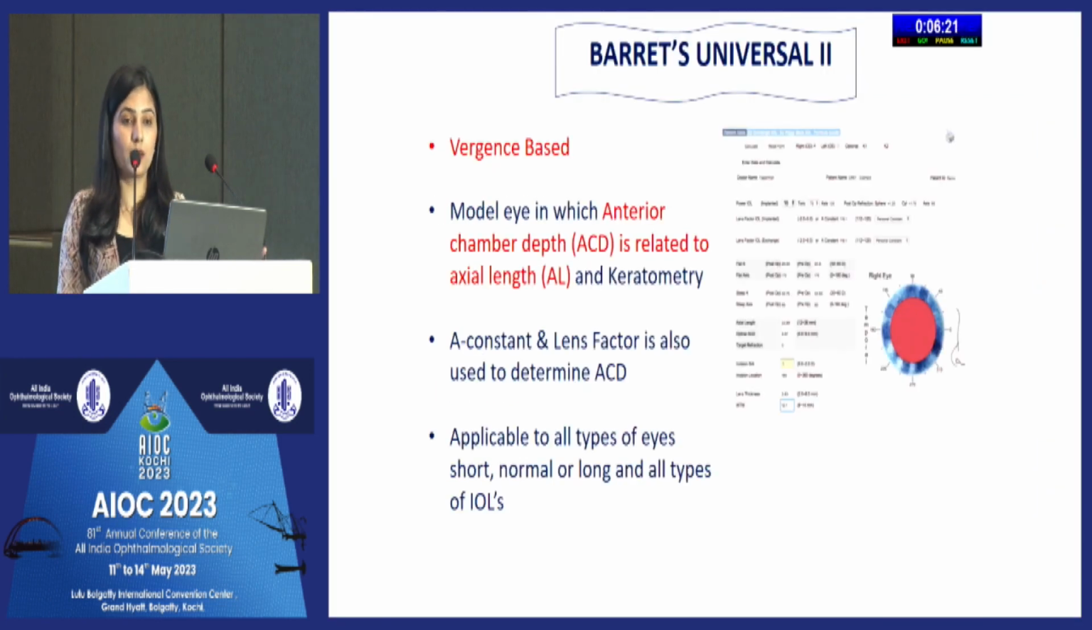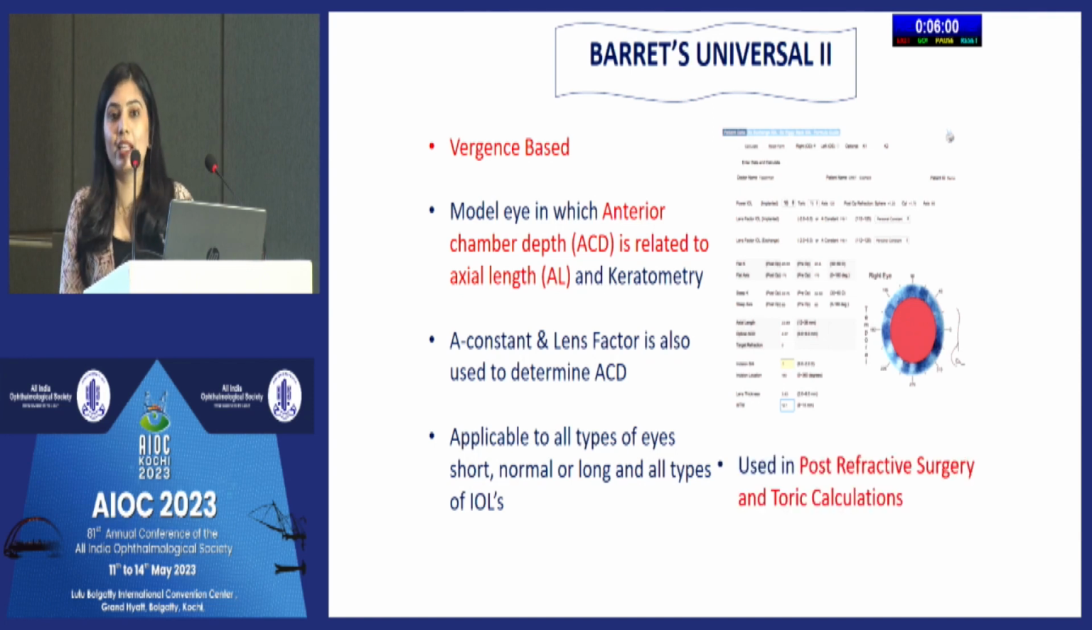So the most popular formula is Barrett's Universal 2, which is a vergence-based model of the eye in which anterior chamber depth is related to the axial length and keratometry. The A constant and lens factor are also used to determine the anterior chamber depth. It is applicable for all types of eye, short, normal, long, and for all types of IOL.